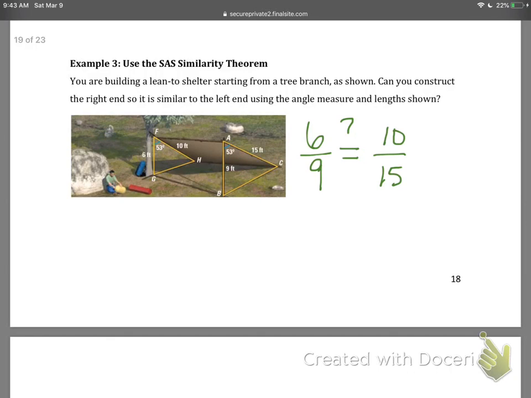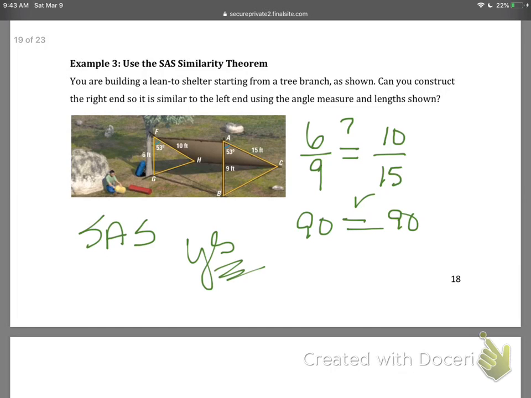So 6 times 15 is 90, and clearly 90 is 90, or 9 times 10 is 90, so therefore I can say by side angle side similarity, these two shapes are similar triangles. Therefore, you can absolutely make GH in proportion to BC. So the answer is yes, you can do that.